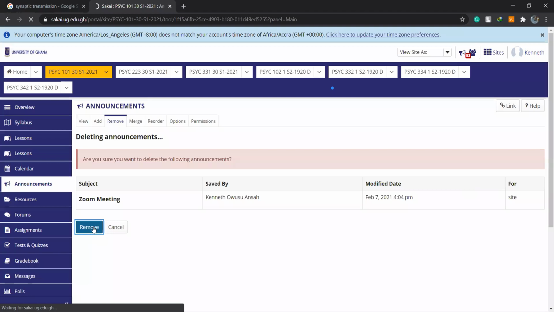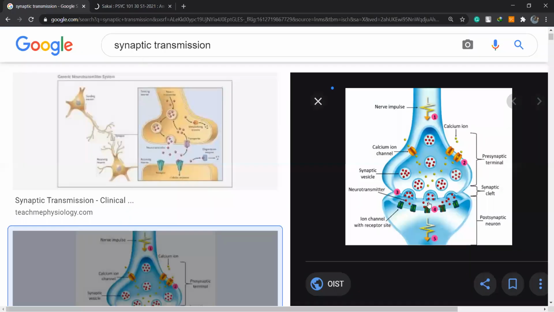So today, I don't want to delve too deep into the synaptic transmission. Right now, this is the background of synaptic transmission. So next week, we would delve into the real activities that go on in the synaptic transmission.